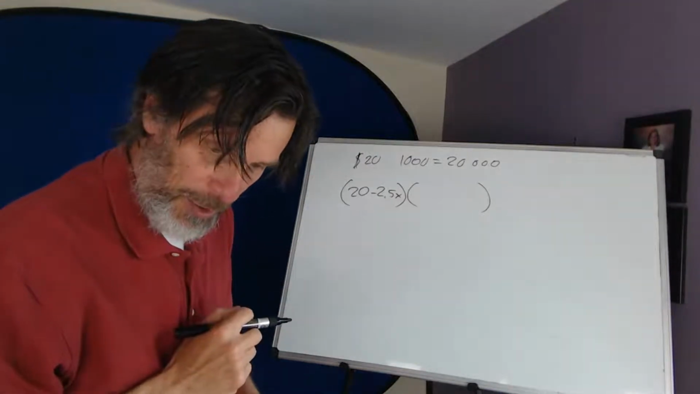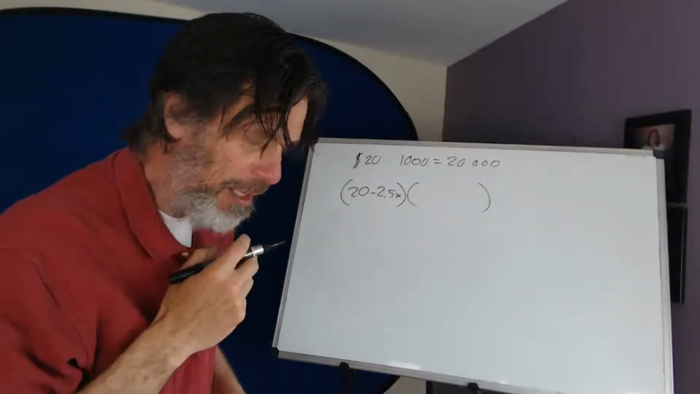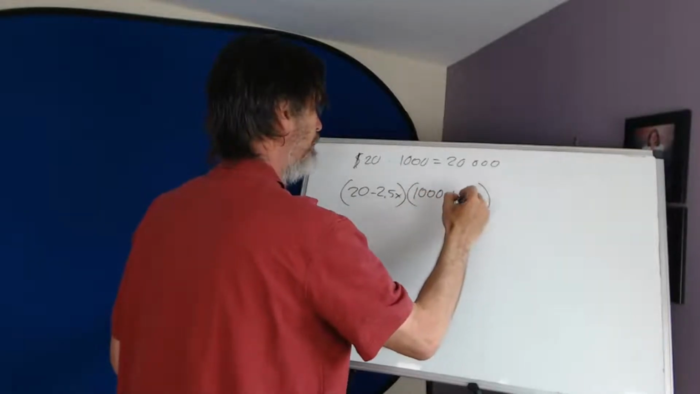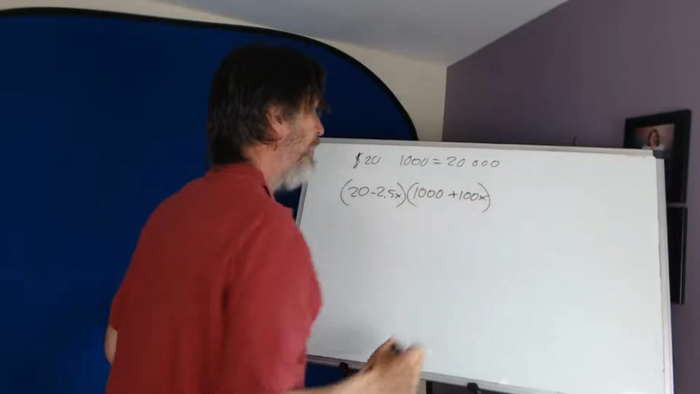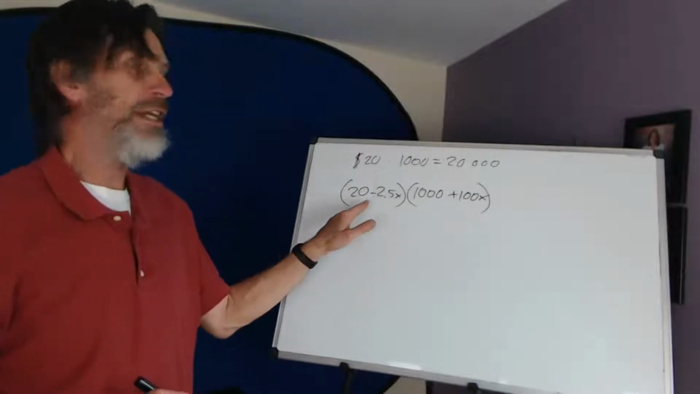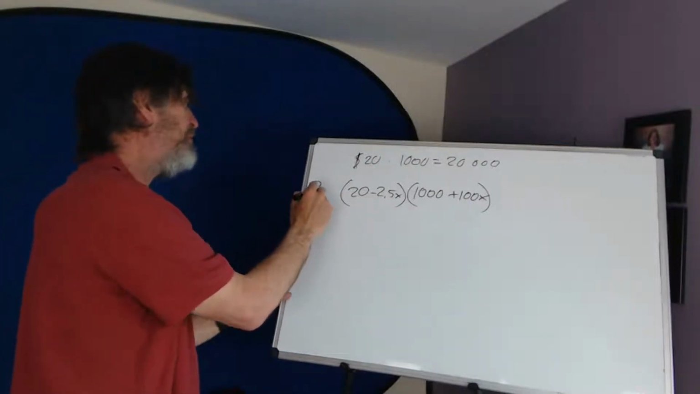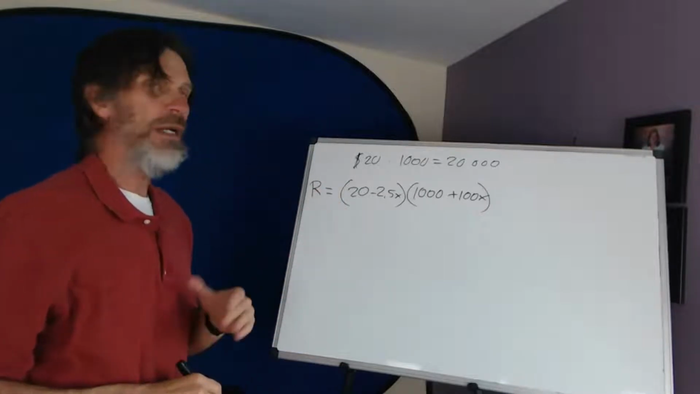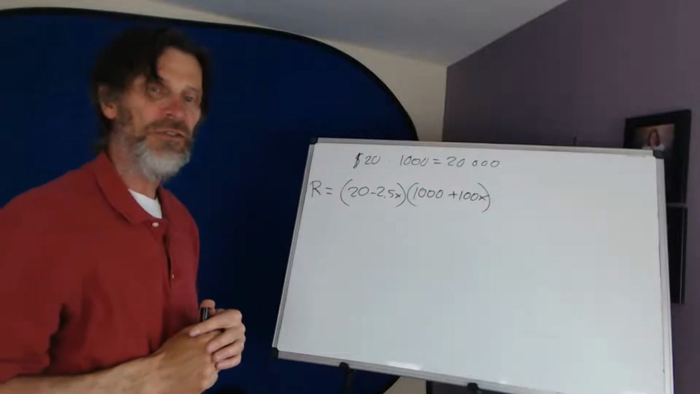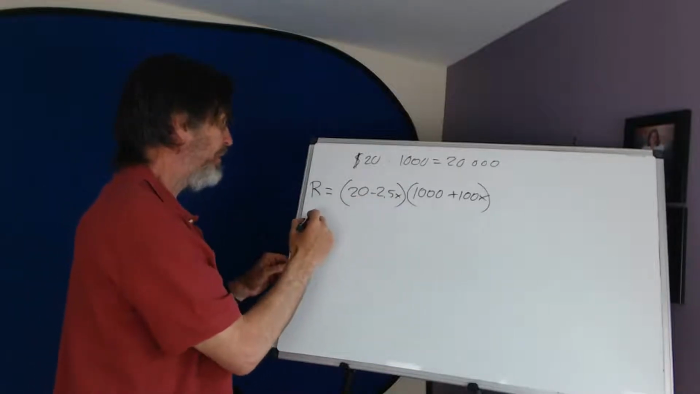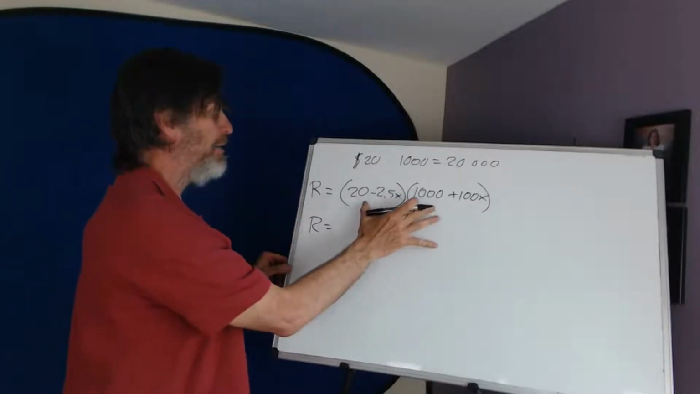And how much were they going to go up by, 100 tickets? So there's the revenue function, price per ticket times number of tickets. That's the function that we wish to maximize. We'll maximize it the old-fashioned way, take the first derivative and set it equal to 0. Well, before I take the first derivative, let's multiply this out.